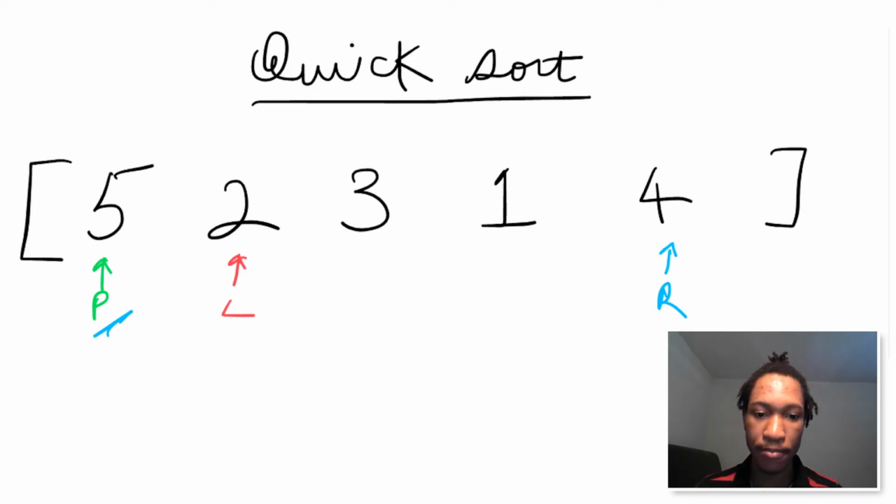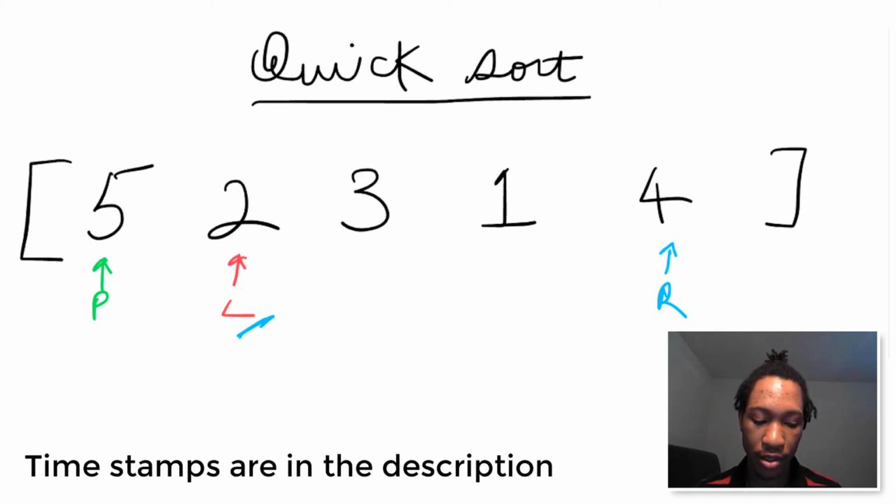I'm going to call it P. And then we're going to have a left pointer that's going to point to all the potential left numbers. And then we're going to have a right pointer that's going to point to all the potential right numbers. So let's do it. You initialize the left pointer one place to the right of P, and then the right pointer to the far end of the array.